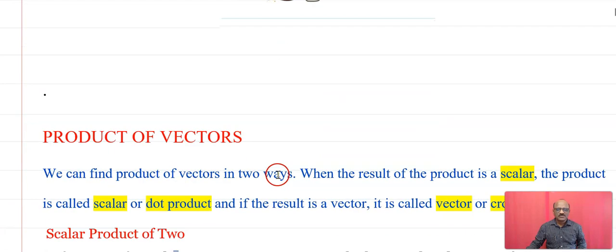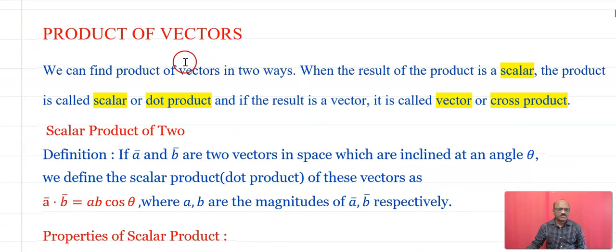Now let's learn the product of vectors. We can find the product of vectors in two ways. When the result of the product is a scalar, the product is called the scalar product, or the dot product. And if the result is a vector, it is called the vector product, or the cross product.